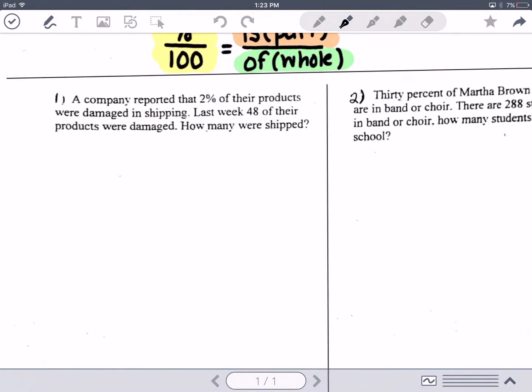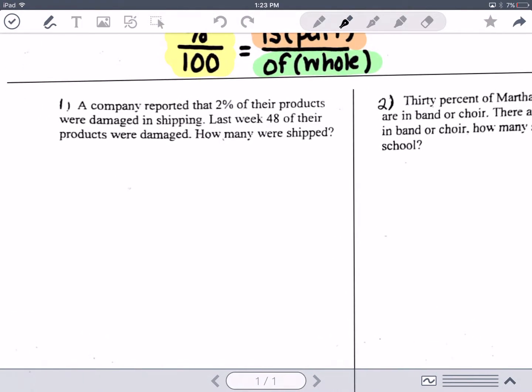Question number one. A company reported that 2% of their products were damaged in shipping. Last week, 48 of their products were damaged. How many were shipped?